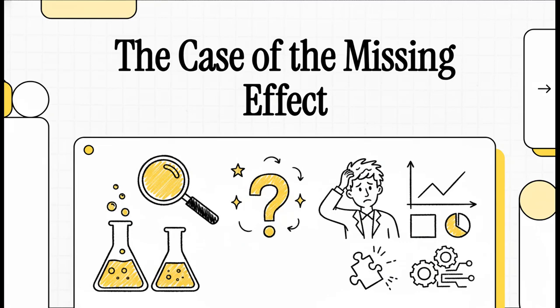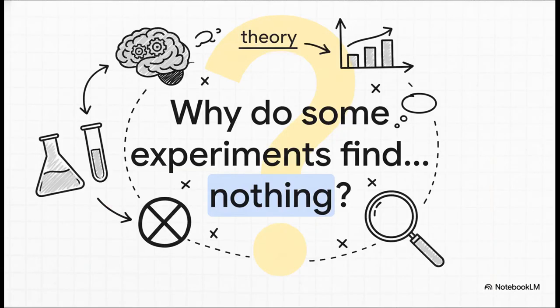Have you ever wondered what happens when scientists run a huge experiment, expecting to find something incredible, and instead, they find, well, nothing? It's like a mystery novel, and today, we're going to learn how to solve it. I mean, seriously, why? You can have this brilliant theory, you run the study just right, and the results still come back completely flat. So, what's going on? Why do some experiments just find nothing?